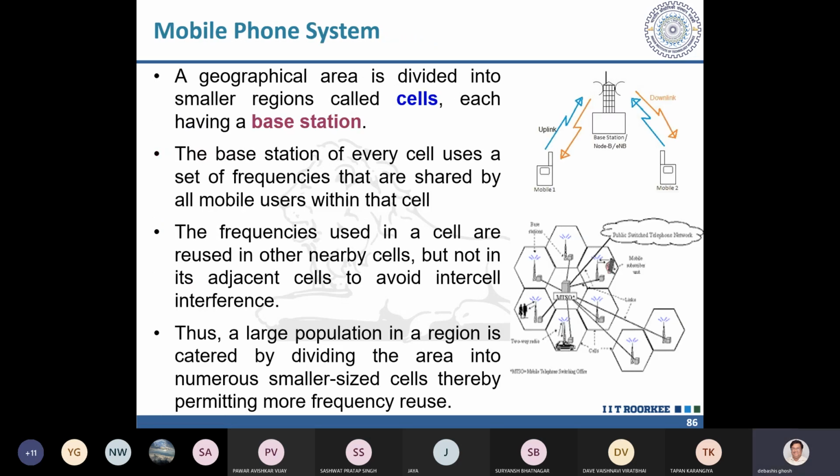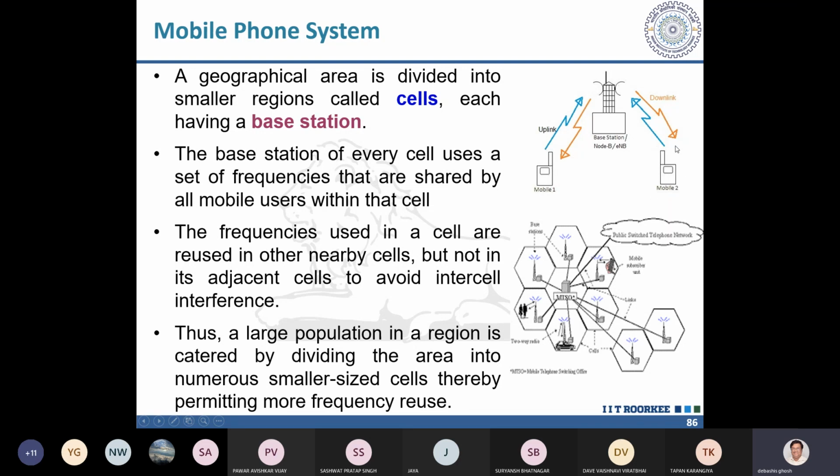Just finishing up today's talk with the mobile phone system. In a mobile phone system, a geographical area is divided into small cells. You have one mobile user, another mobile user. They will be using one frequency for uplink to the base station and another frequency for the downlink. So in one cell there should be multiple frequencies. The base station will use some frequencies.